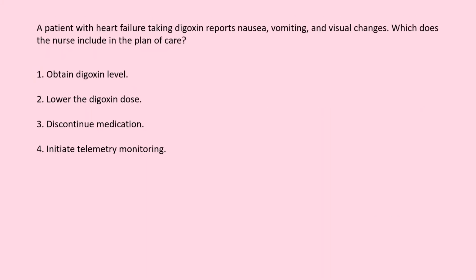A patient with heart failure taking digoxin reports nausea, vomiting, and visual changes. Which does the nurse include in the plan of care? 1. Obtain digoxin level. 2. Lower the digoxin dose. 3. Discontinue medication. 4. Initiate telemetry monitoring.